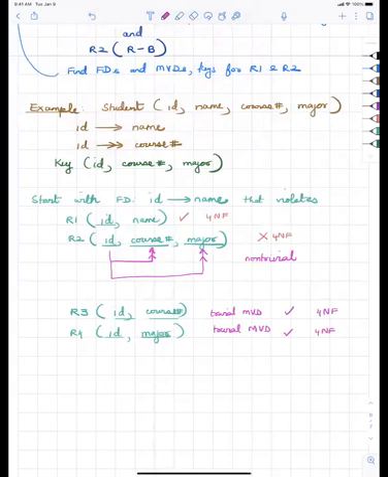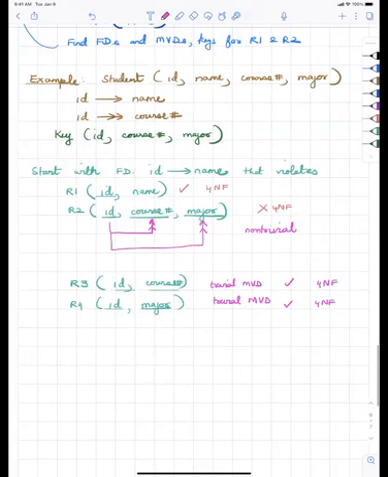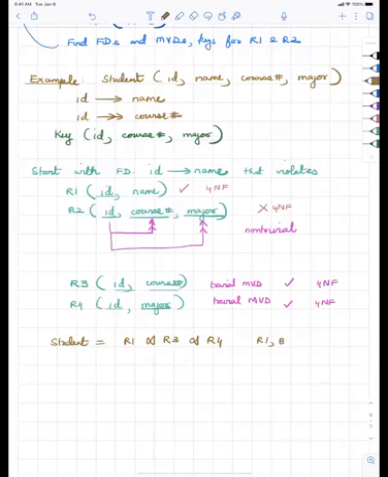So these are both in fourth normal form. Therefore, the table R, that is the student table, is equal to R1 join R3 join R4, and R1, R3, and R4 are in fourth normal form.